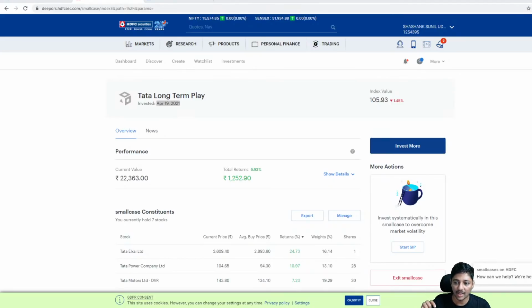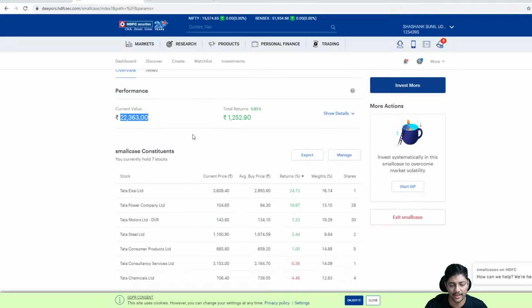Now, this is the first one that I want to show you, which is Tata long-term play. Just bear with me. In the last one month, it's given me around 5.93% returns on a value of 22,000. Now, every month, I keep putting some money into this.